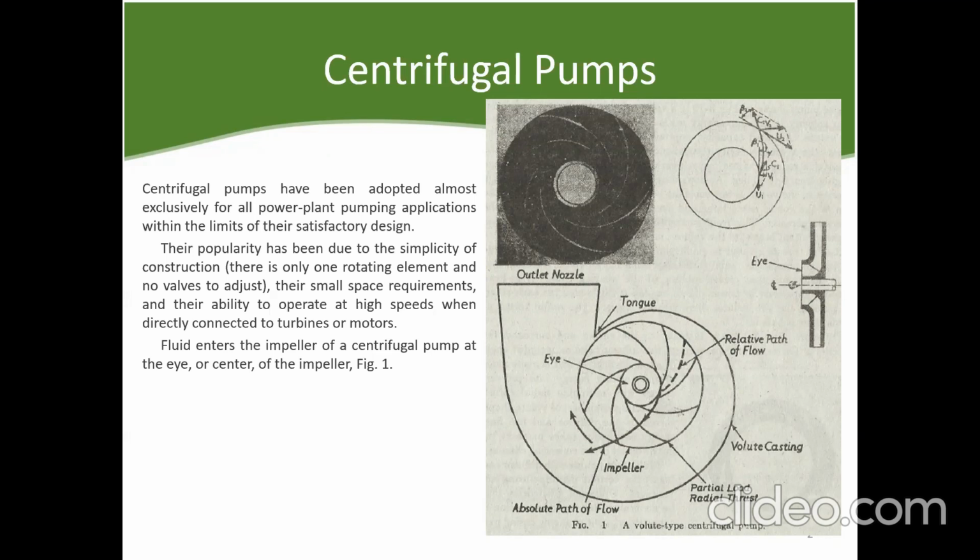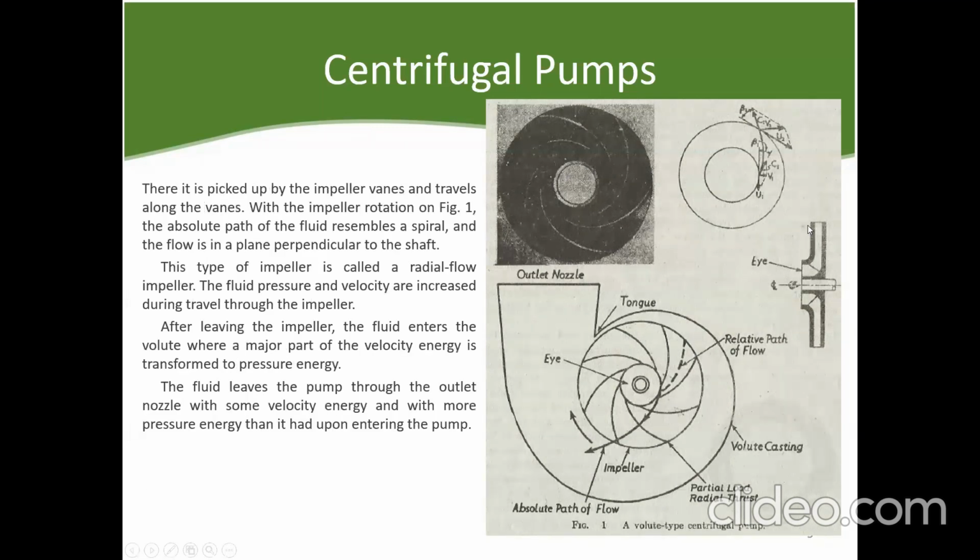Fluid enters the impeller of a centrifugal pump at the eye. Ito yung eye, ito yung figure, volute type centrifugal pump, or center of the impeller. Ito yung impeller, yan sa loob na yan. Ito yung volute casing. There it is picked up by impeller vanes, ito, and travels along the vane.